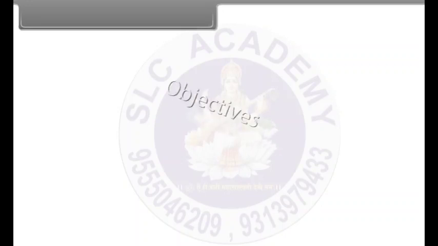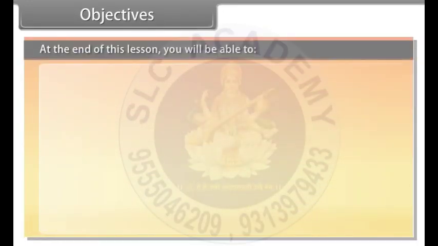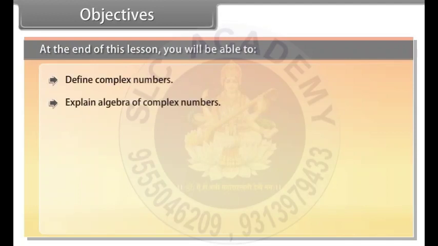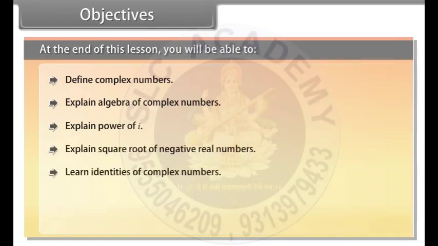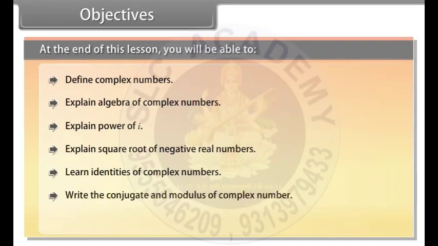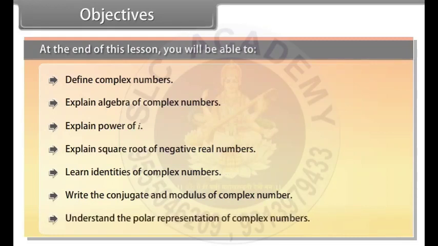Objectives. At the end of this lesson, you will be able to define complex numbers, explain algebra of complex numbers, explain power of iota, explain square root of negative real numbers, learn identities of complex numbers, write the conjugate and modulus of a complex number, and understand the polar representation of complex numbers.